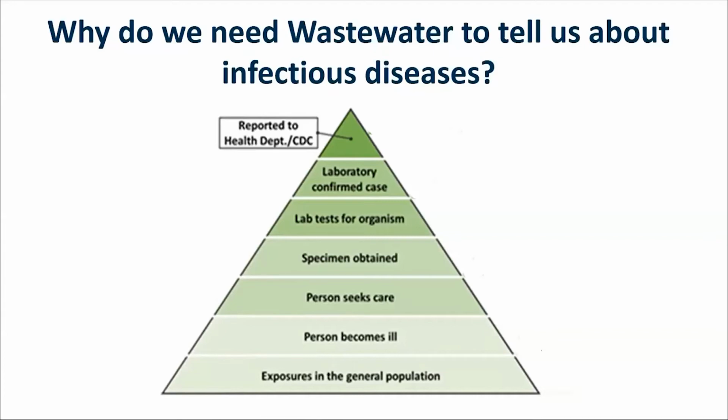First, there's exposure. Somebody becomes ill, they seek care, they obtain a specimen, it has to go to the lab to test for that, it's confirmed, and finally it's reported to the health department or the CDC. And so that's when we find out about the disease, doing traditional surveillance through our health system.